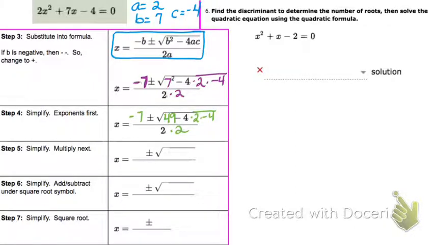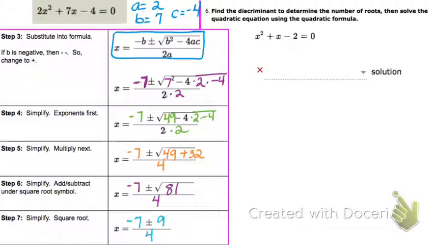Now I'm going to do my multiplying. So I still have my 49, but minus 4 times 2 times negative 4 is positive 32. And in my denominator, I have 2 times 2, which is 4. Now I'm going to add what's underneath my square root. 49 plus 32 is 81, and then this is 4. So now I can take the square root. What is the square root of 81? What number can you multiply by itself and get 81? 9, because 9 times 9 is 81.